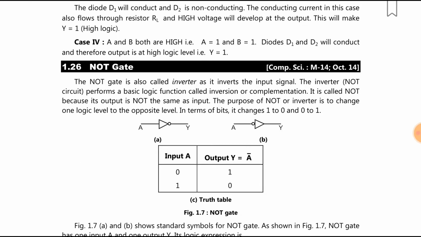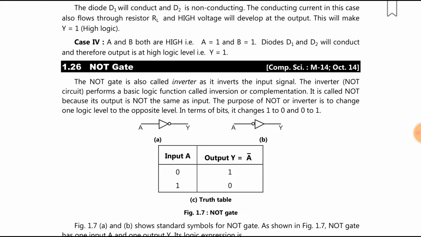Now what is a NOT gate? The NOT gate is nothing but the inverter. If input is 0, output is 1. If input is 1, output is 0. It is Y is equal to A bar. This is the symbol of the inverter. So the NOT gate is also called an inverter because it inverts the input signal.